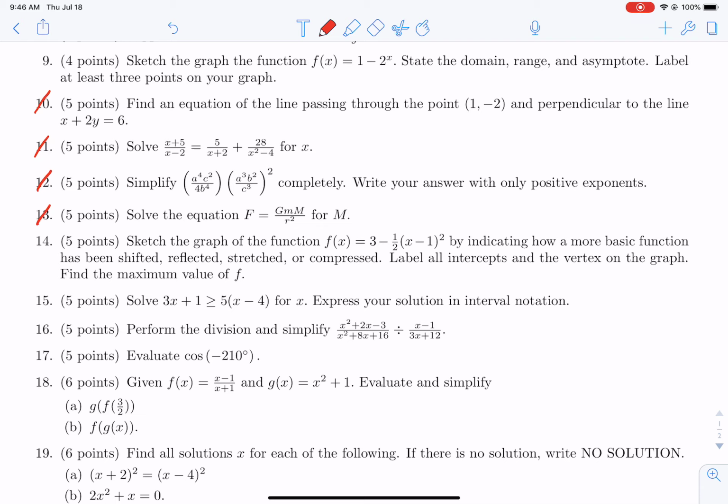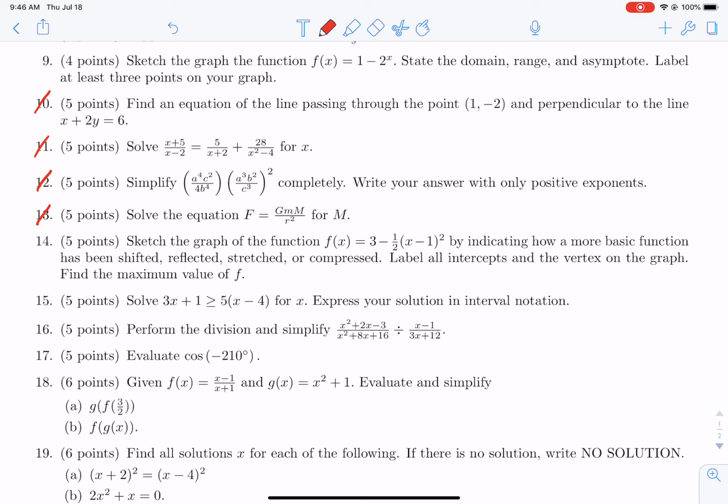But the most basic ones will be the shifts: the vertical, horizontal, and the reflection. They do ask you here to indicate if it was stretched or compressed. So we talked about that, right? But if I was having issues with knowing when it was shrink or stretch, I wouldn't be worried about that specifically. I could still give you a really good sketch without that, just looking at the reflection and the shifts.